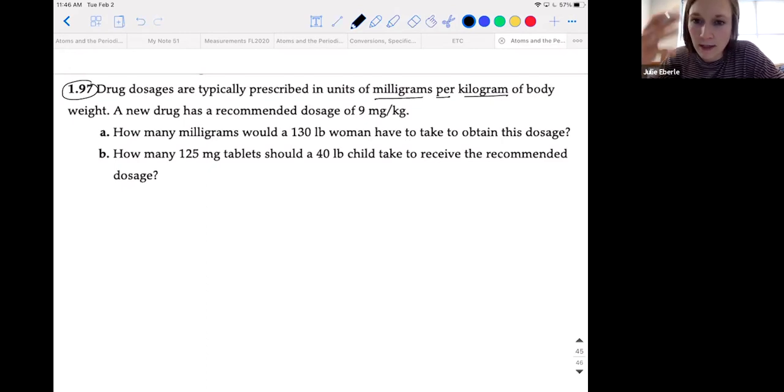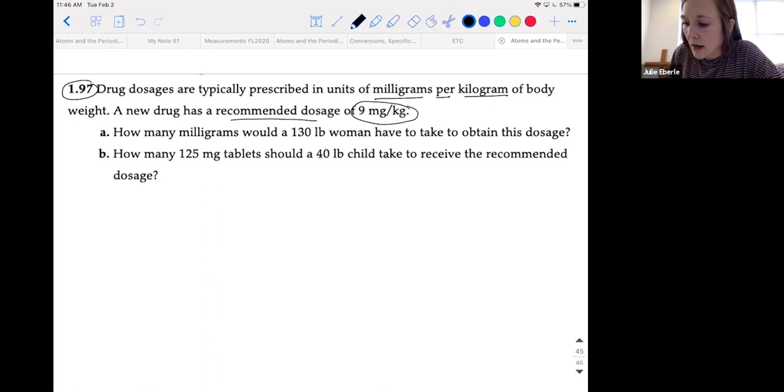You're familiar with this anytime you take a Tylenol or any sort of pain pill or any kind of medication. There's a prescribed dosage with it, or there should be. It says a new drug has a recommended dosage of 9 milligrams of the drug per kilogram body weight. That's what they recommend you take. So if you take more than that, you could be taking too much. If you take less than that, the drug might not be effective, right?